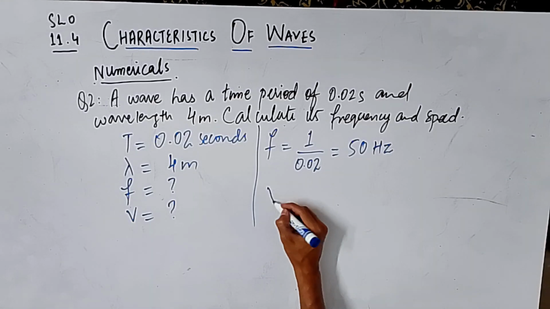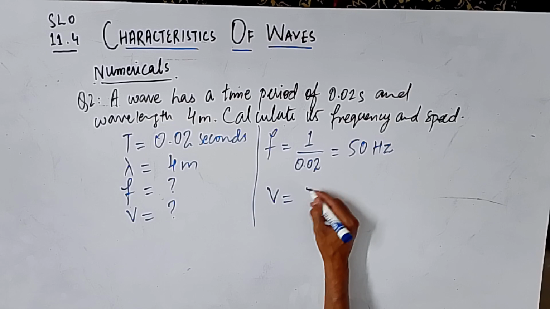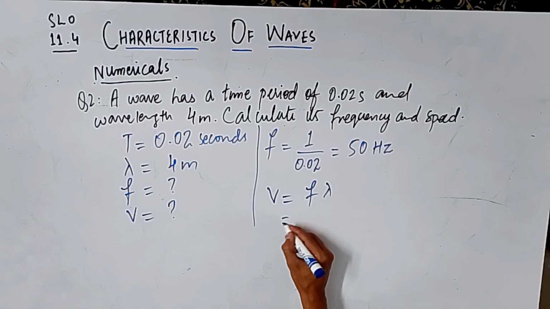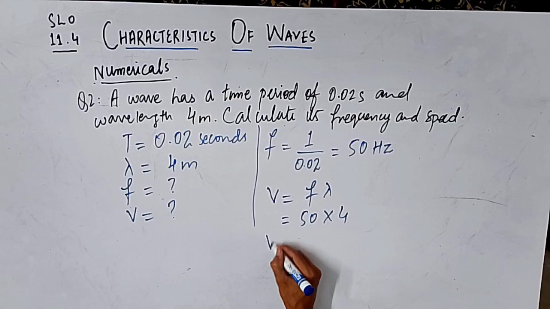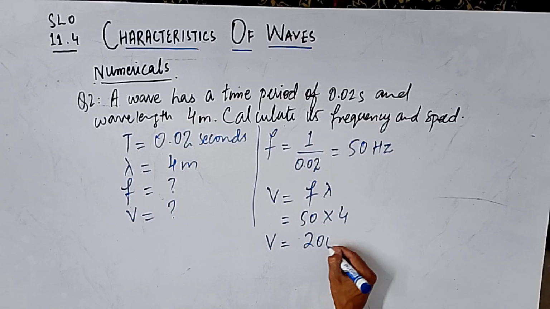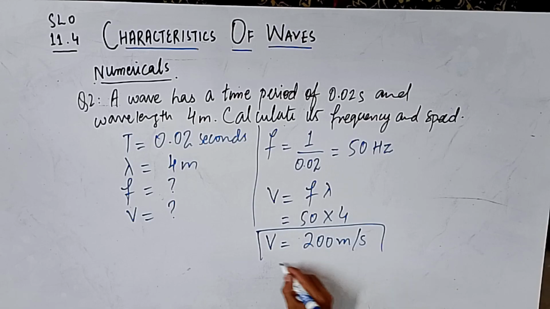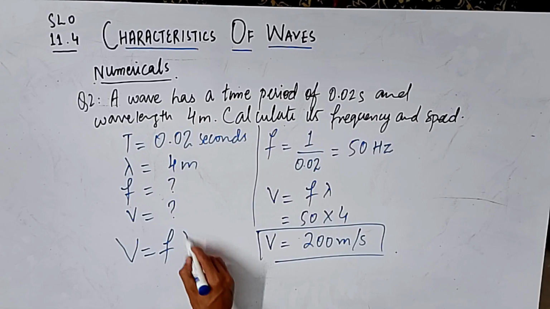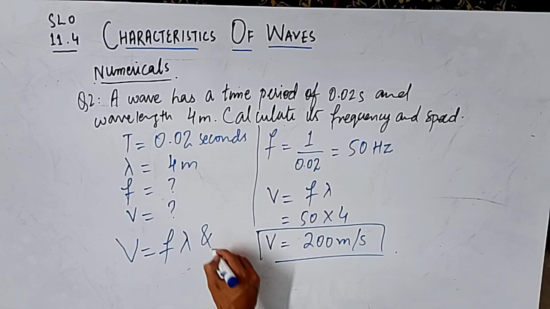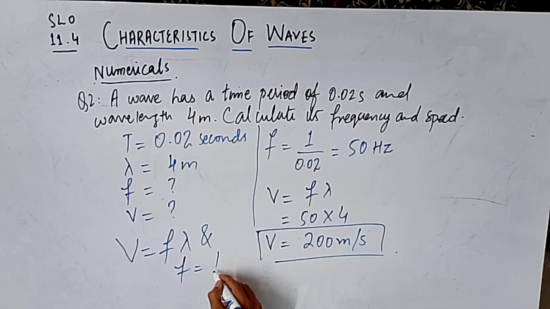Now we can easily calculate the speed by multiplying frequency with lambda, or wavelength. So 50 multiplied by 4. So the speed of this wave is 200 meters per second. These are some examples of numericals related to this formula, V equals F lambda, and for this you need to remember this relation as well: F equals 1 upon T, or T equals 1 upon F.